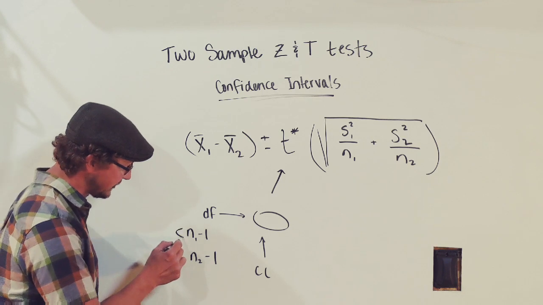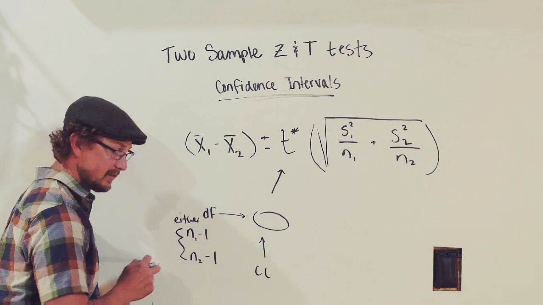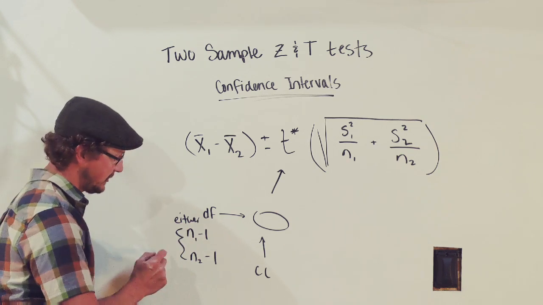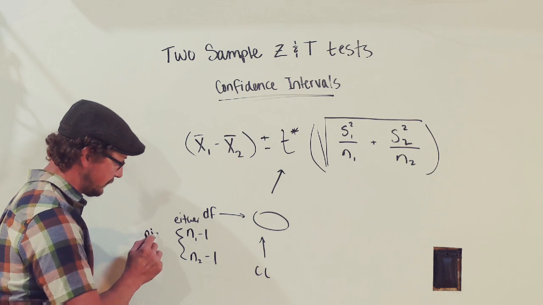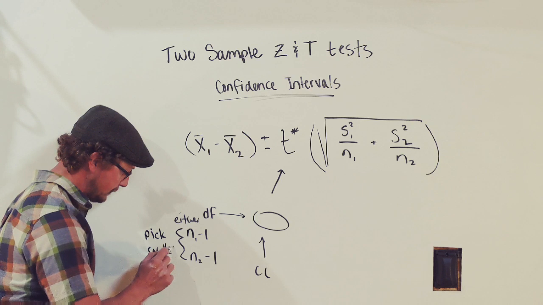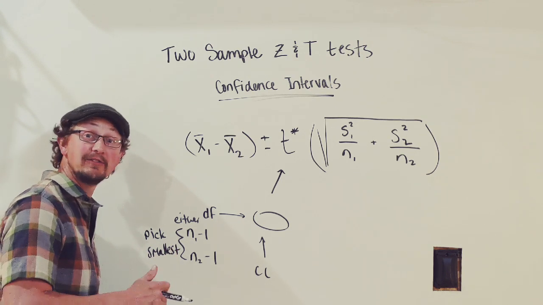So we are going to look at these. It's either the first sample size minus 1 or the second sample size minus 1. Pick the smallest. And that's going to give you the most conservative confidence interval we can.